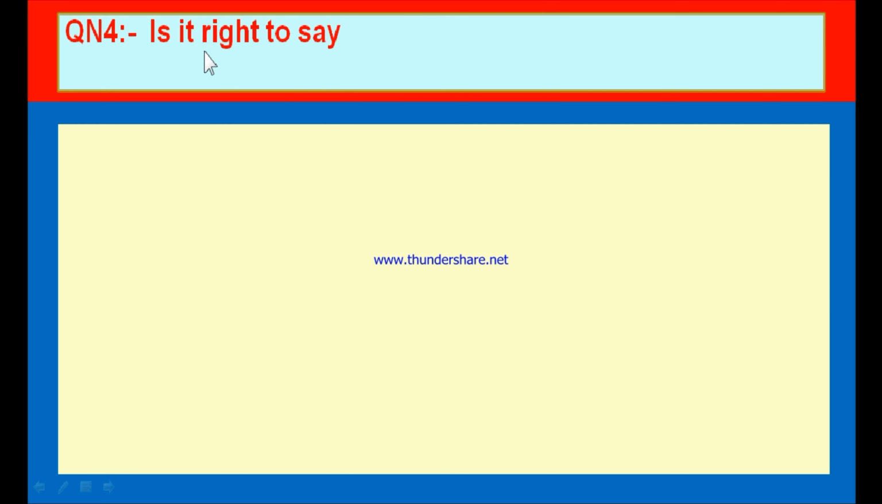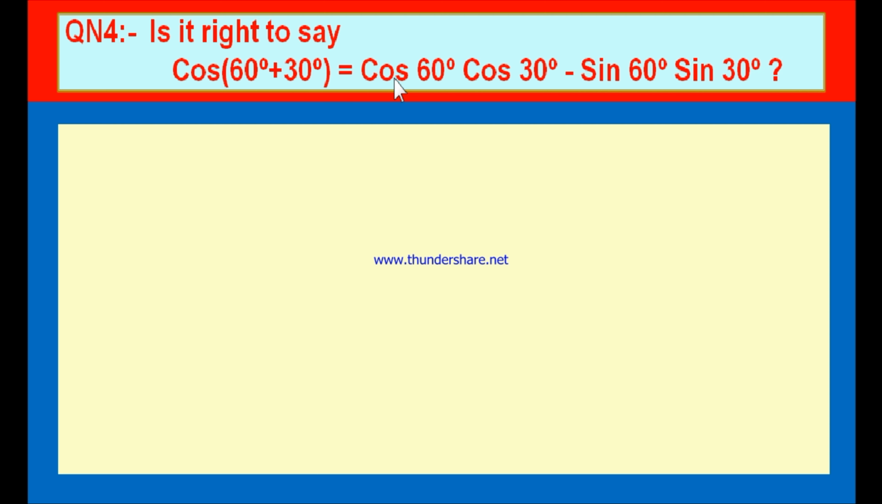Now you observe question number 4. Here is the question. Is it right to say that cos 60 degrees plus 30 degrees is equal to cos 60 degrees into cos 30 degrees minus sin 60 degrees into sin 30 degrees? It is almost in the same model as we did in the previous question.